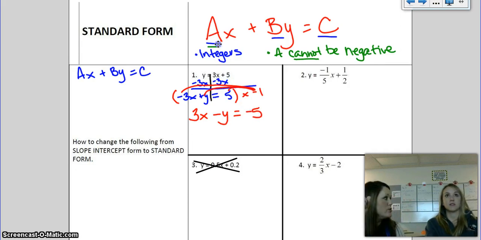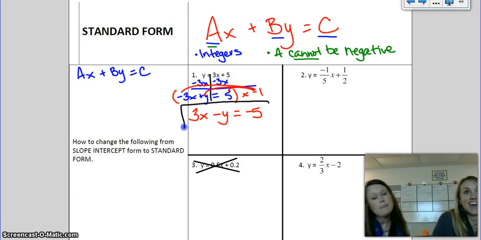So check my rules. ax, 3x, same. Plus by, that'd be plus a negative. Totally fine. Equals -5, all integers. A cannot be negative, so 3 is positive. Done. We did it. Yay!